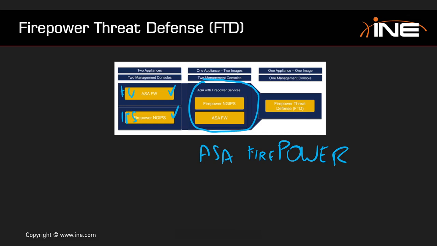So yes, you can do two separate appliances. You can do next generation IPS on the ASA, and finally the most recent change in the approach, product I should say, related to firepower technologies from Cisco is Firepower Threat Defense, which is just a single image that is run from a single appliance.